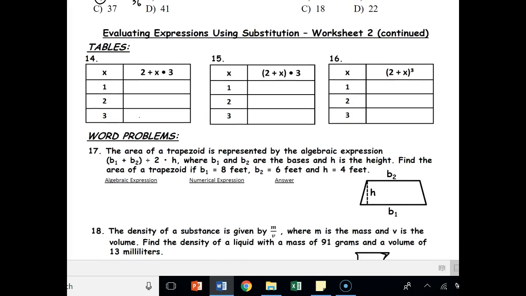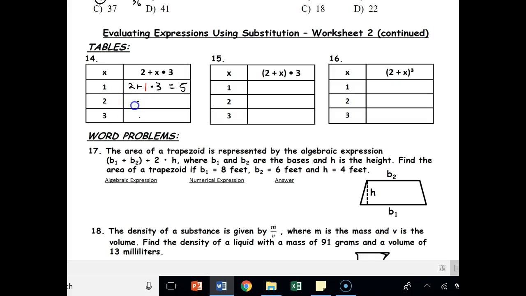For evaluating tables, basically what you're going to do is you have 3 values for x, and you're just going to plug in and solve, right? So for instance, number 1, you have 2 plus 1 times 3, and you have to kind of do the order of operations in your head. You got to do 1 times 3, which is 3, then add it to 2, and you get 5.